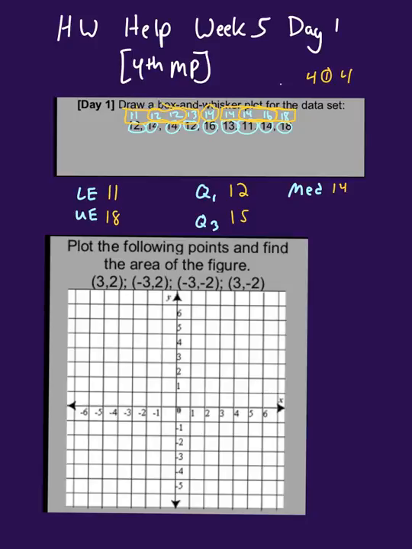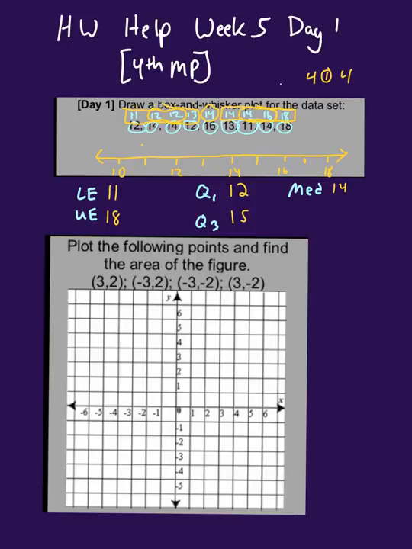Let's see here. I'm going to draw a number line. And I know my lower extreme is 11 and my upper extreme is 18. So I'm going to start with, I like even numbers, so I'm going to do 10, 12, 14, 16, 18, and I'll put the odd ones in between.